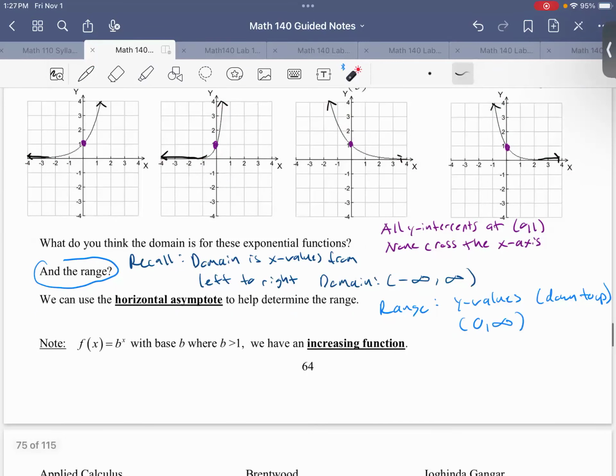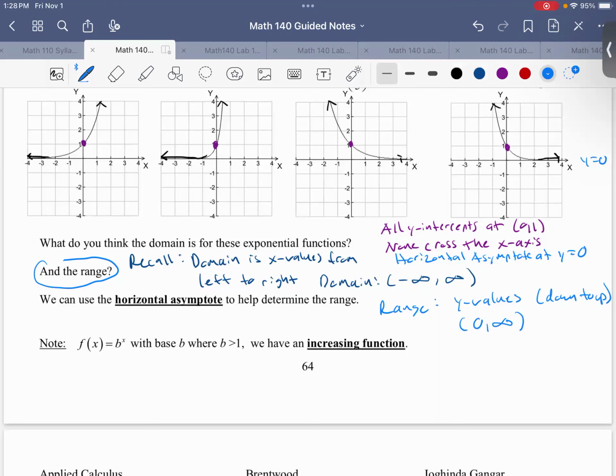Okay. And so we can also use a horizontal asymptote to help determine the range, as y equals 0 is a horizontal asymptote. So I'll say horizontal asymptote at y equals 0. One of the other things that we notice about these exponential functions.